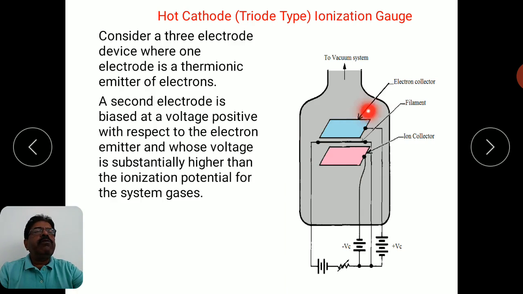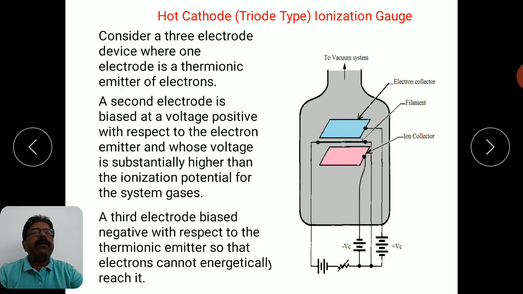And this is a system of 3 electrodes. This is the electron collector, second electrode, this is the filament, first electrode, and let us see now this third electrode, this pink one. So the third electrode is biased negative with respect to the thermionic emitter. You can see here this negative potential, negative of the supply. So this third electrode is kept negative, the second electrode is kept at positive potential, and this is the first electrode, that is the filament, to generate the beam of electrons or to emit the electrons.